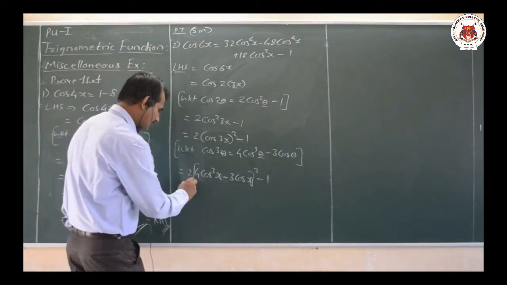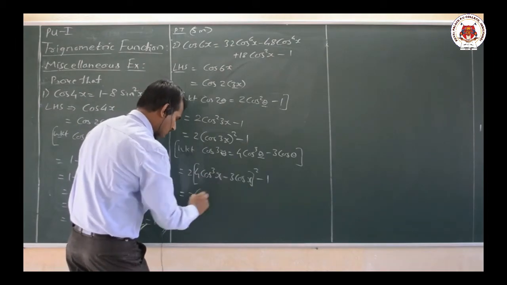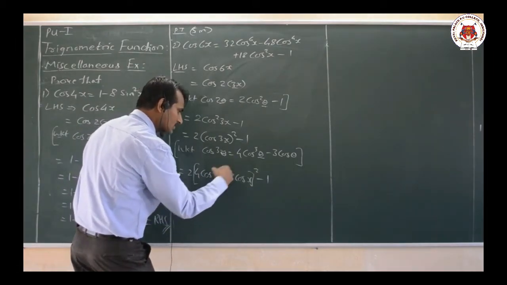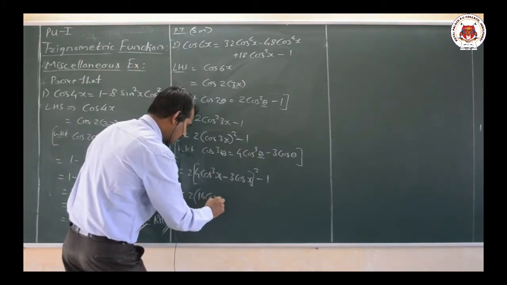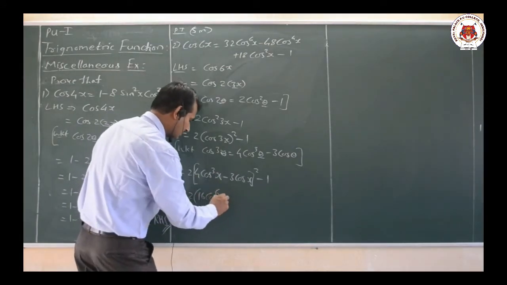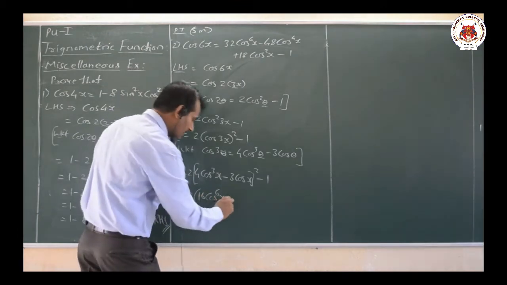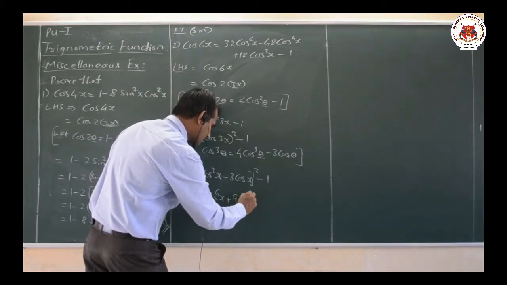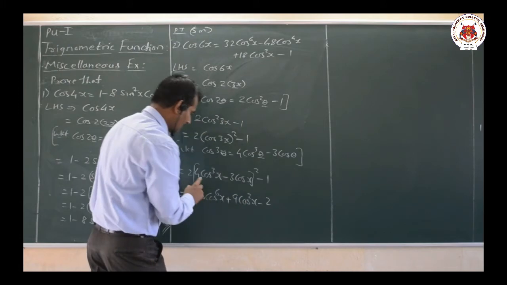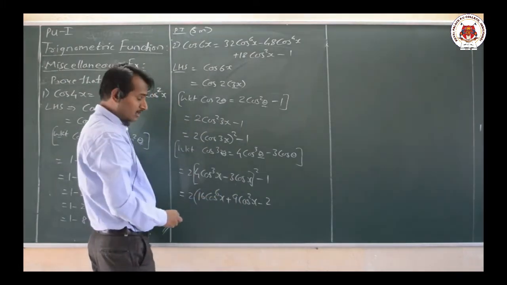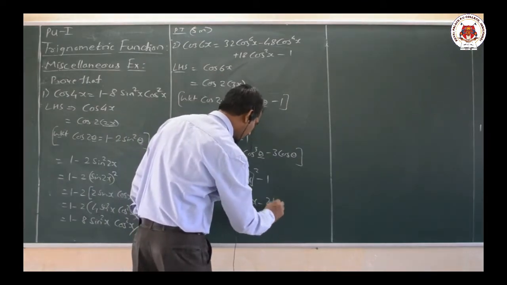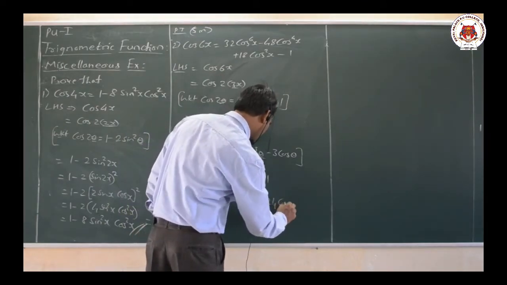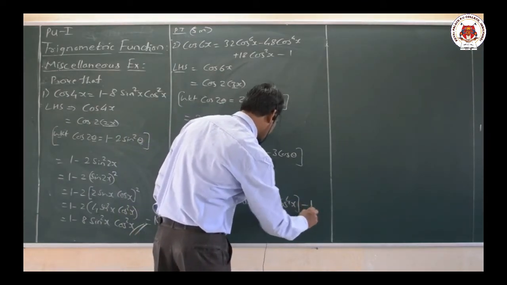So what we get here is 2 into 4, that is 16 cos cube square. (a - b) whole square is a square, that is cos cube square, cos raised to 6x, plus 9 cos square x, minus 2 into these two terms, 2ab, that means 4 2s are 8, 8 3s are 24, minus 24 cos raised to 4x, minus 1.